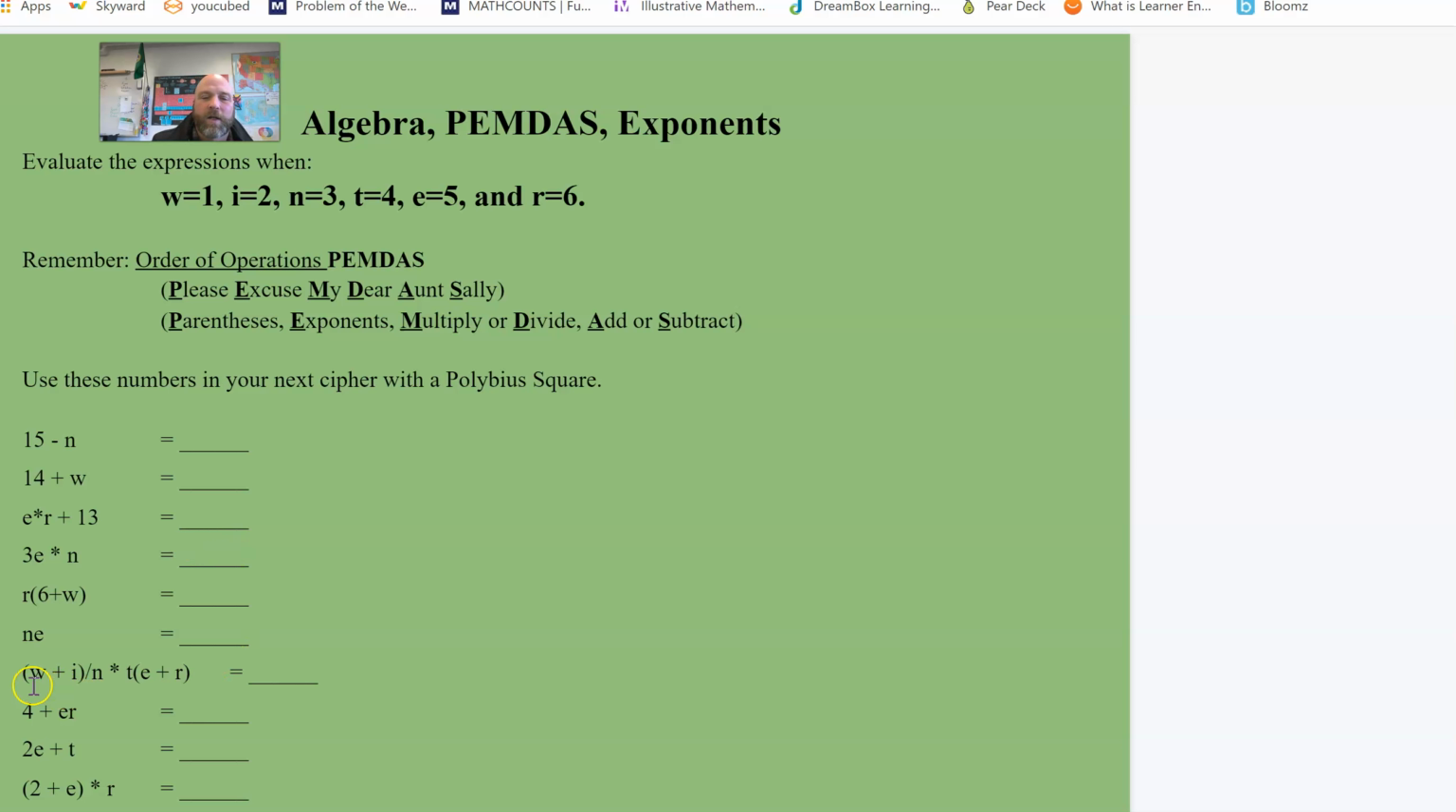Now, I kind of started going crazy with these a little bit. Sorry about this. W plus I, that's 1 plus 2, divided by N. So I've got 1 plus 2 because I have to do what's in the parentheses first. So I do this first. 3 divided by 3 times. So you see how we go.